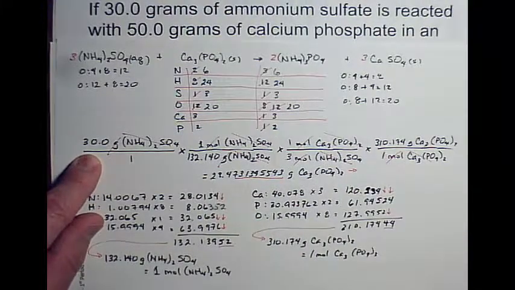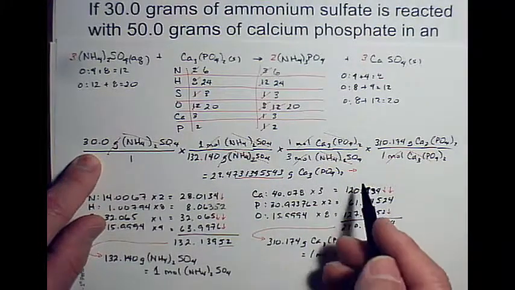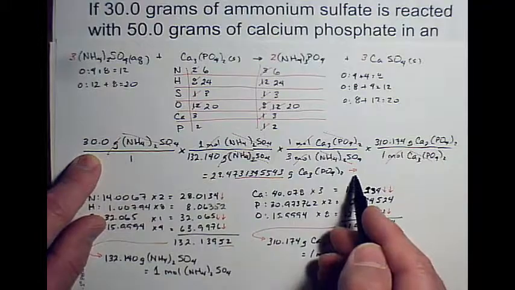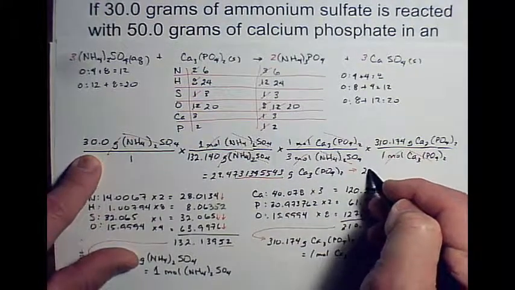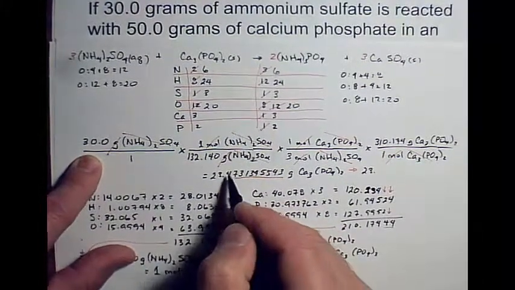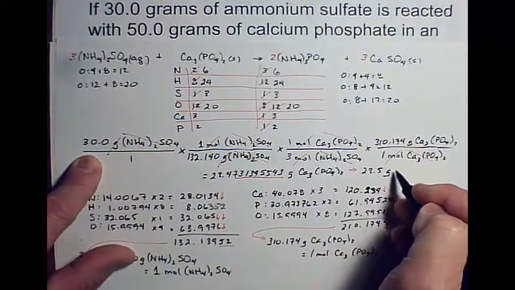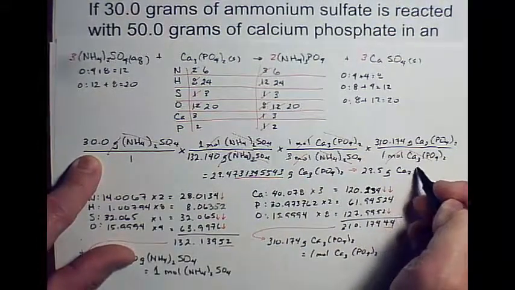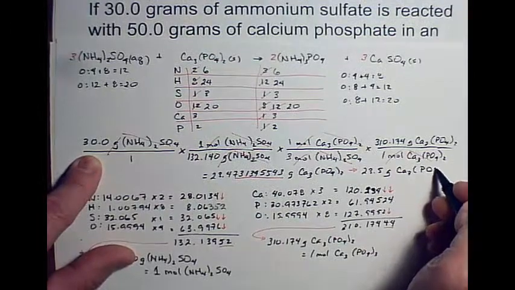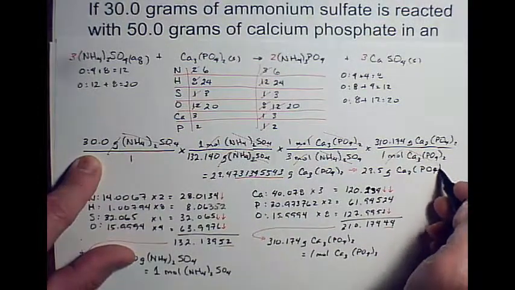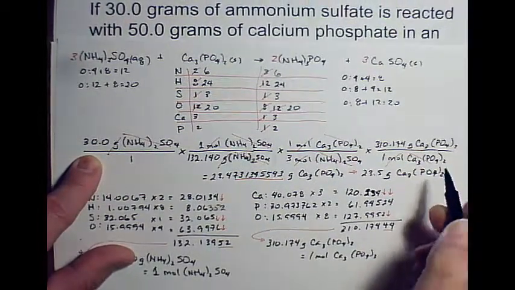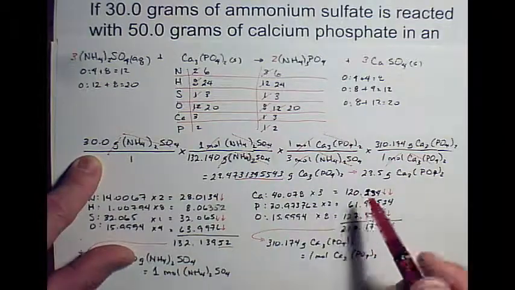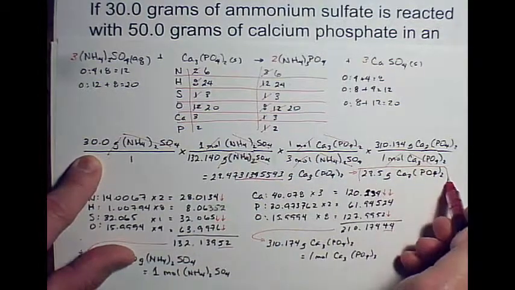You underline the insignificant digits, draw an arrow to show that we're rounding off. That's the only acceptable operator to show you're rounding off. 23.7, makes the 4 round up to a 5, grams of calcium phosphate. And that number is what we're going to compare to our starting amount.